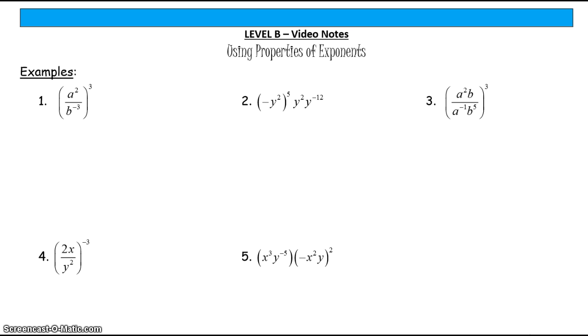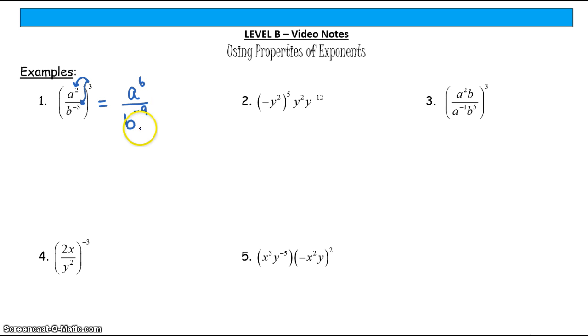Now notice that in the first example we have 2 different bases with exponents with an exponent raised to it. So it's power of a power. And what we're going to do is distribute the power to each of the exponents. So here's what we end up getting. A to the 6th power, because 2 times 3 is 6, divided by b to the negative 9 power.